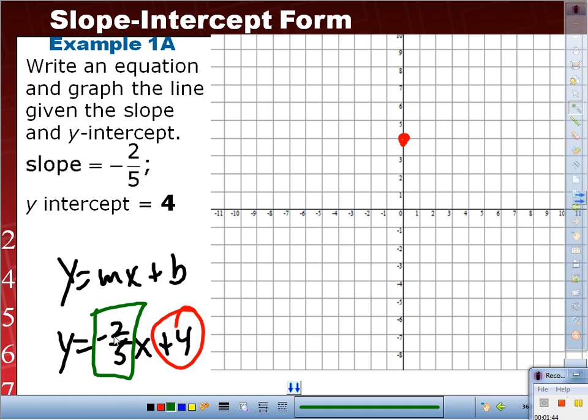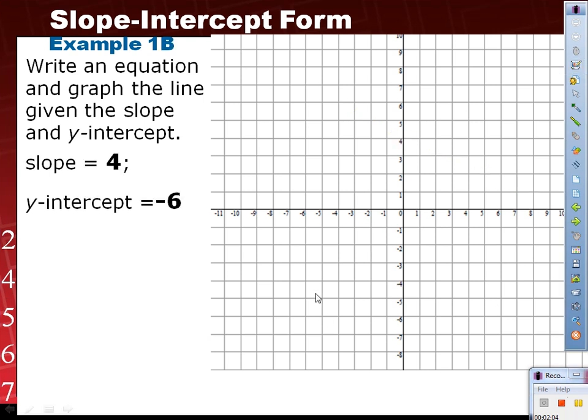My slope says the rise is negative 2. That means I go down 2 steps, 5 to the right. 1, 2, 1, 2, 3, 4, 5. Plot your point, do it again. And then you graph your line. Right? So from there we moved on and we did this example. From there we did this example.